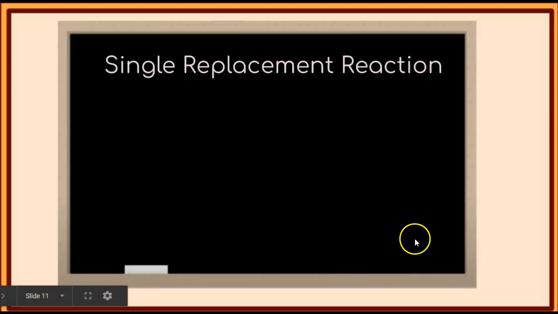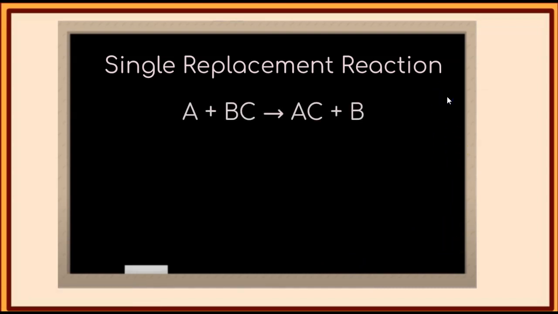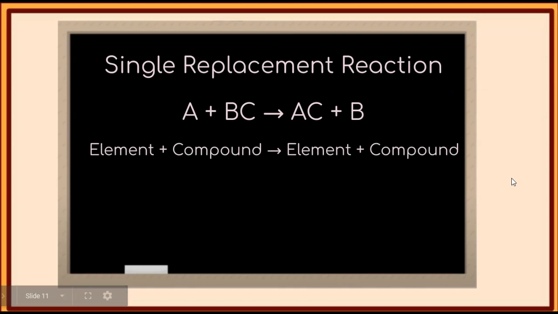Let's review. In a single replacement reaction, the general formula is A plus BC yields AC plus B. We start with an element and compound and end up with a different element and different compound. You'll always see 2 reactants forming 2 products, but in each case, there's a lone element on each side of the chemical equation.